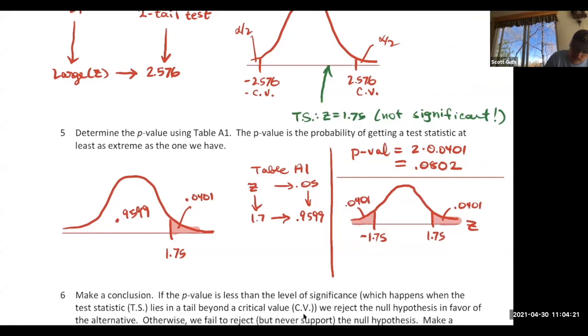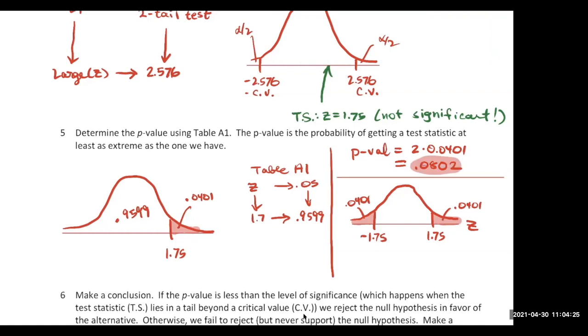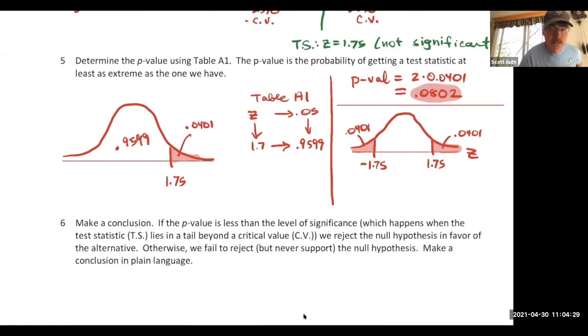So again, just to highlight, I'm just trying to explain this. The p-value is 0.0802. And that's really big, especially given that we said significant is a 1% chance, and this is much more probable than that. So that's not very significant. It's going to happen 8% of the time randomly.